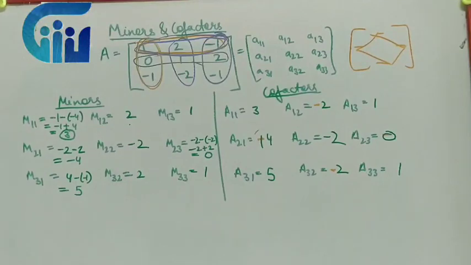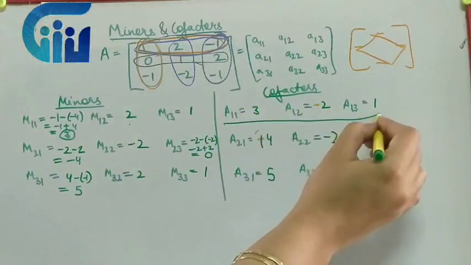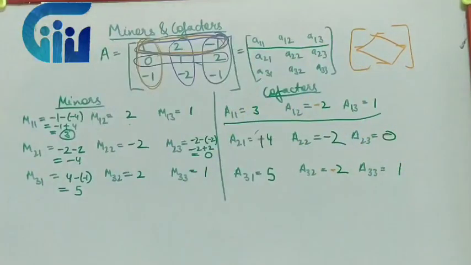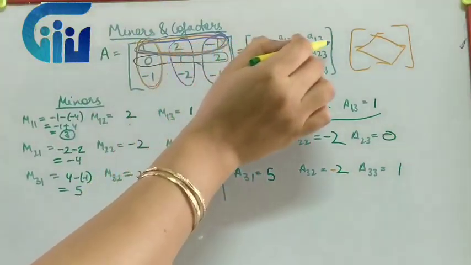Now we will move on to a result. Very interesting result. Now we will try to observe something. Now minor everybody has understood. Now our focus will be on cofactor. Now what I will do is, what are these? These are the cofactors of this particular row.